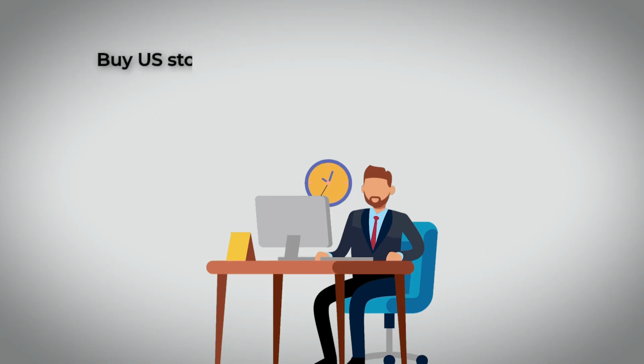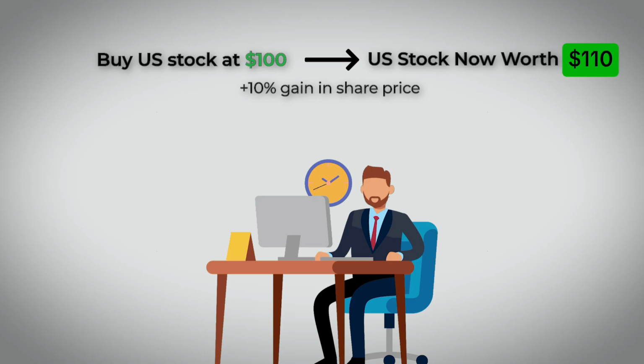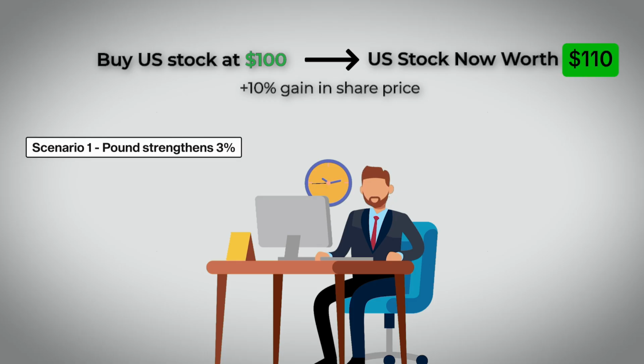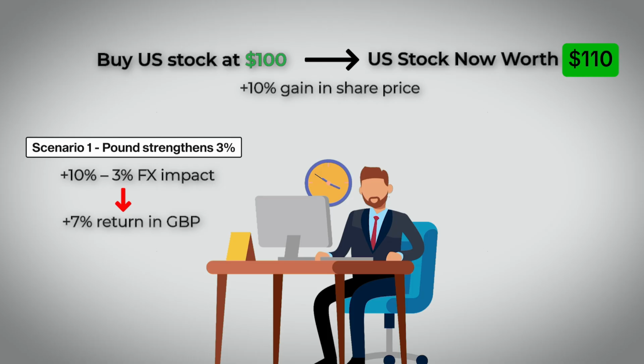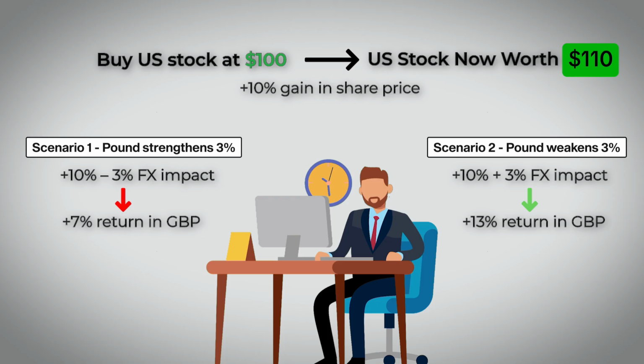Let's say you buy a US stock for $100 and 6 months later it's up by 10% and now worth $110. Great, you have a 10% gain on sale, right? Well, maybe not. Let's say the pound has also strengthened against the dollar during that time by 3%. You're actually only going to be up by 7%. This is because as the pound has strengthened, each dollar gets less pounds upon sale than when you originally bought. Of course, on the other hand, if the pound has weakened by 3%, your return would actually be boosted to a 13% gain. It can work for you or against you.